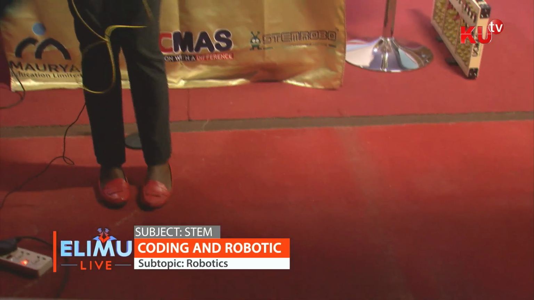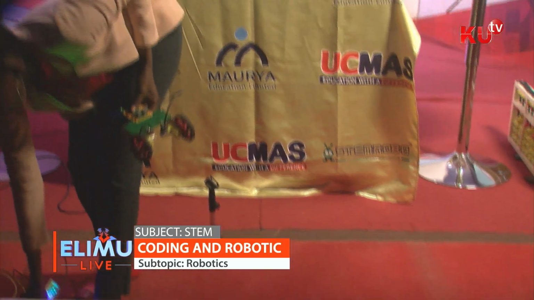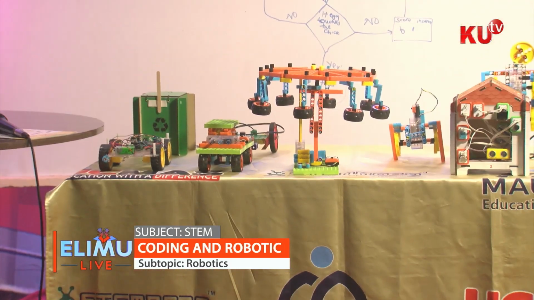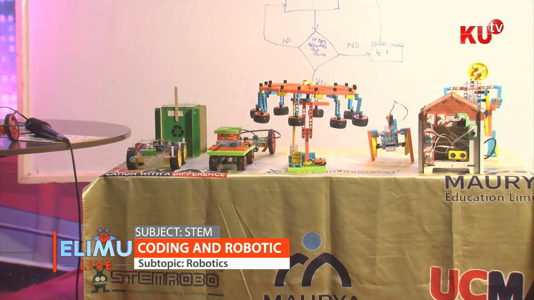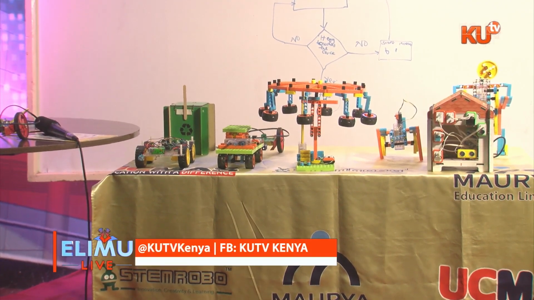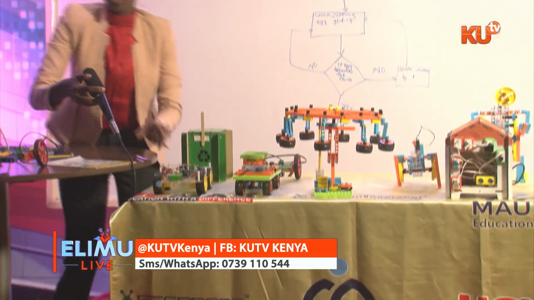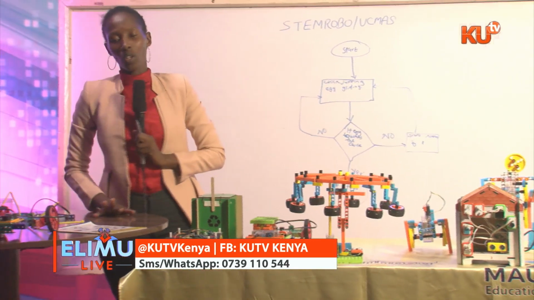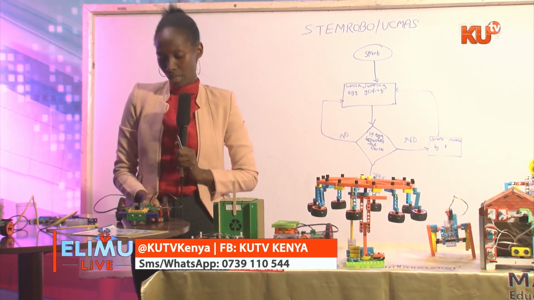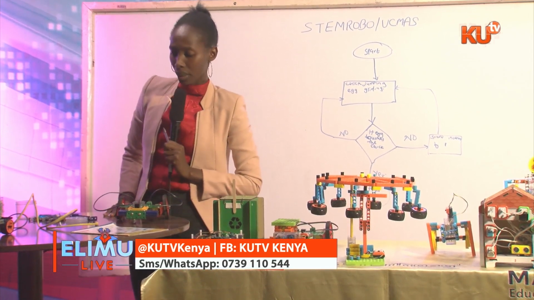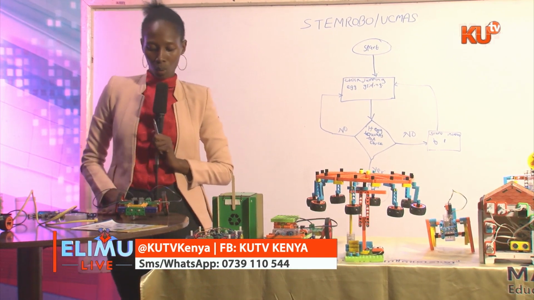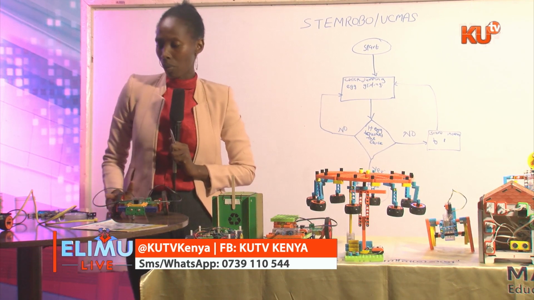This one is the more advanced one. We started with the simple mechanic car. In STEM Robo, we normally incorporate the 21st century skills. As you can see, we have some creativity here, some innovation, and some critical thinking. So once we teach our learners the basics, now they are able to make more projects and more advanced projects on their own. So this one is the more advanced one.